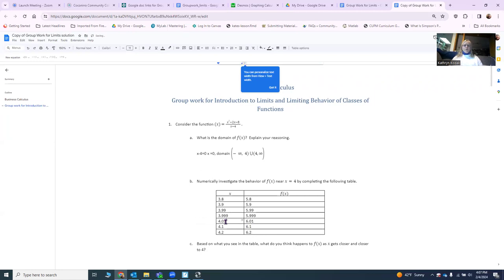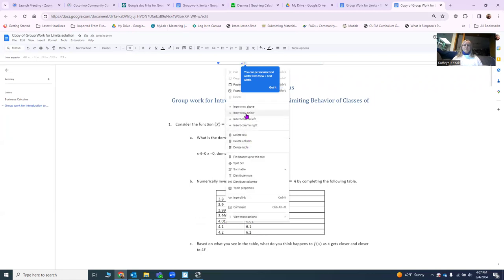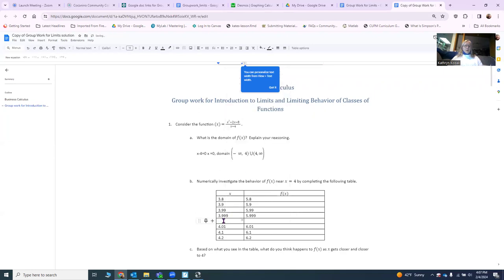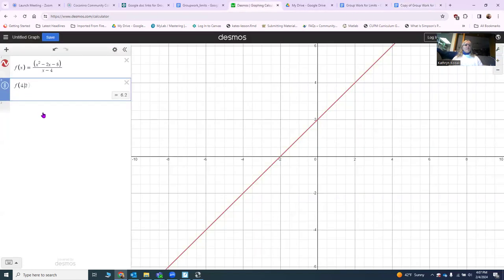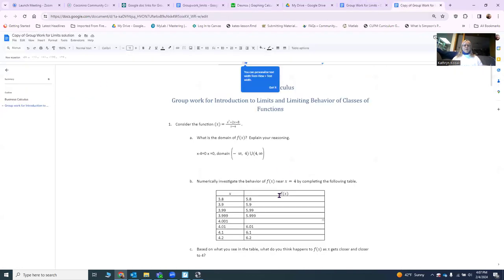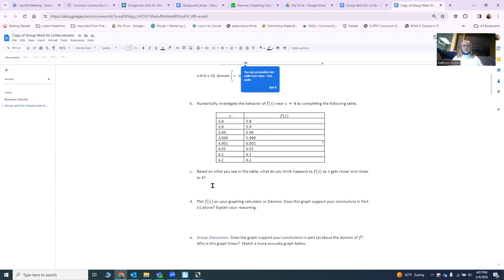And again, if you want to, you could put in one more number to really get a good idea. So let's insert one more row above and put in 4.001. I'll go back to Desmos, type in 4.001, and I get 6.001. So if I look at this, I'm going from 6.2 to 6.1 to 6.01 to 6.001. That looks like we're getting closer to the number 6. So as x is getting closer to 4, my function is getting closer to 6.